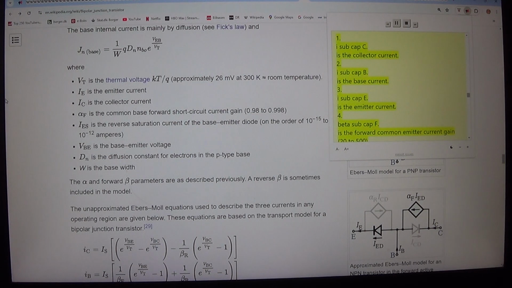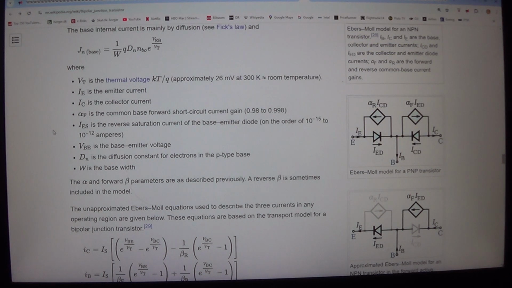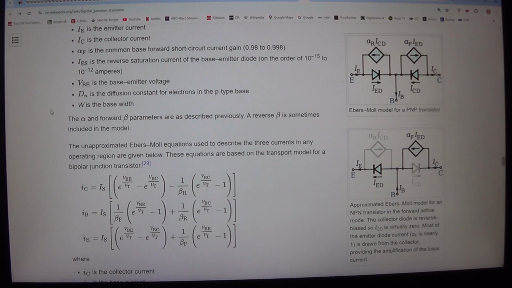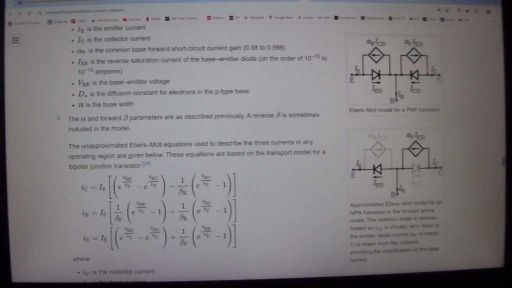2 I_B is the base current. 3 I_E is the emitter current. 4 beta_F is the forward common emitter current gain, 20 to 500. 5 beta_R is the reverse common emitter current gain, 0 to 20. 6 I_S is the reverse saturation current, on the order of 10 to 10 amperes. 7 V_T is the thermal voltage, approximately 26 mV at 300 K, almost equal to room temperature. 8. V_B is the base emitter voltage. 9. V_BC is the base collector voltage.